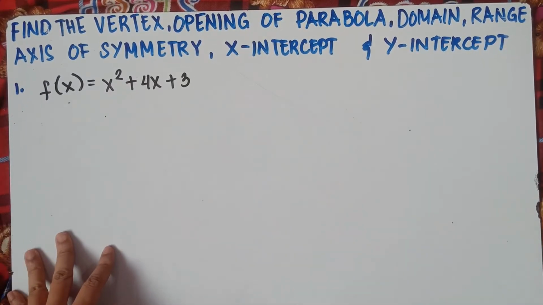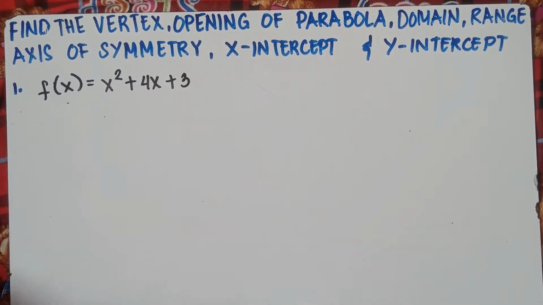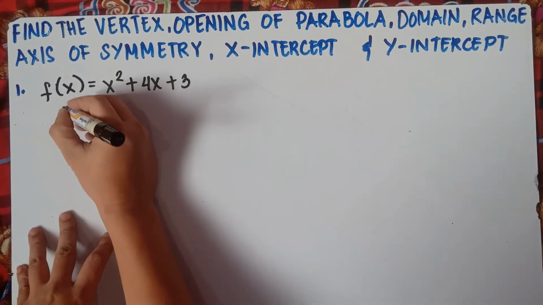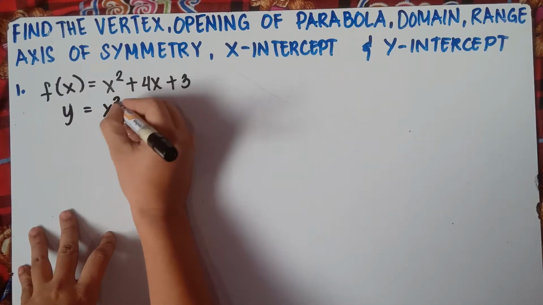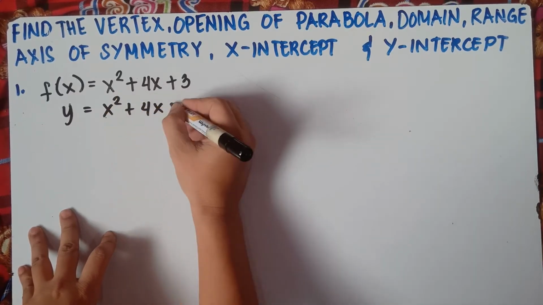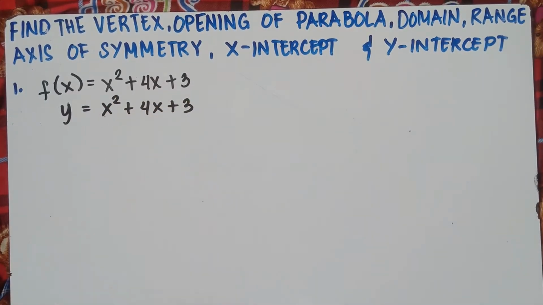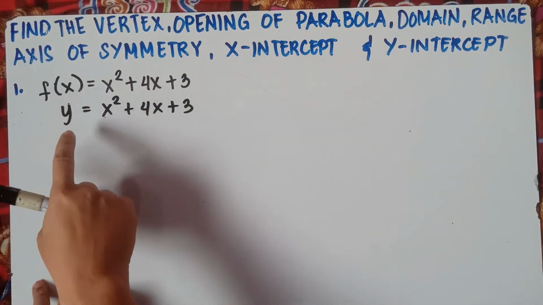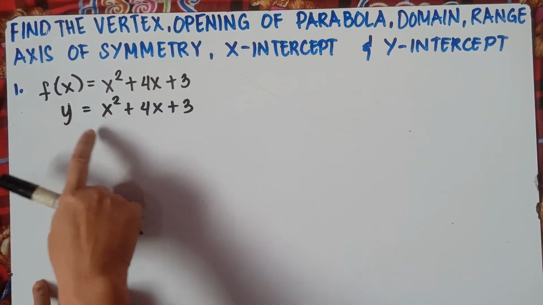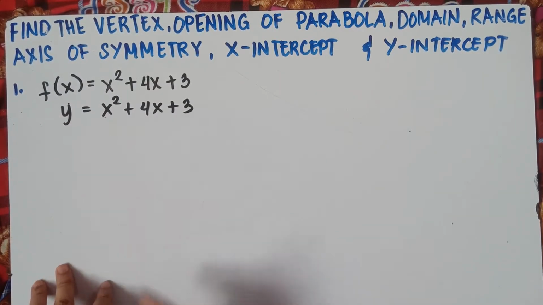Alright, so this first example, class, f of x equals x squared plus 4x plus 3. You can also write this as y equals x squared plus 4x plus 3. That's the same, class. f of x is equal to y. So y equals x squared plus 4x plus 3.